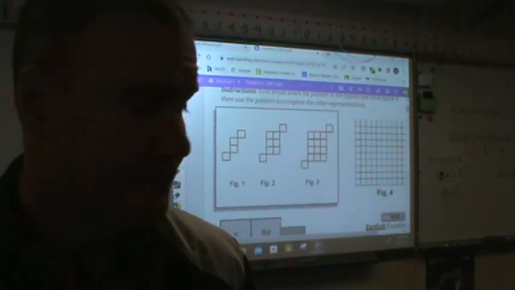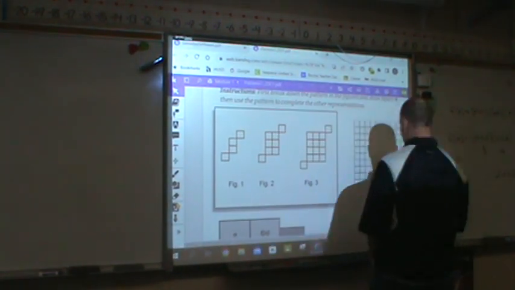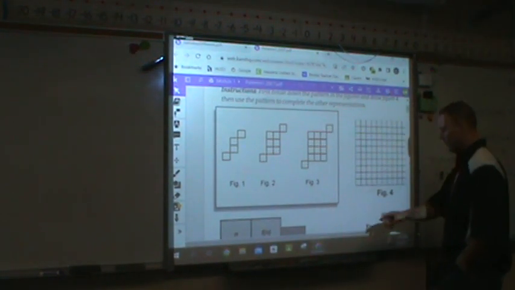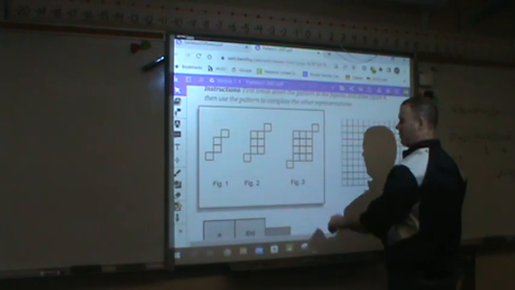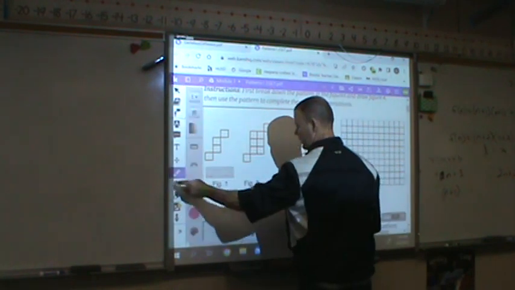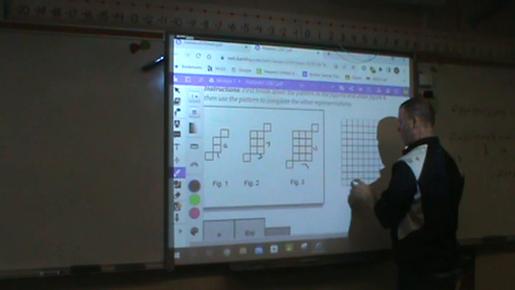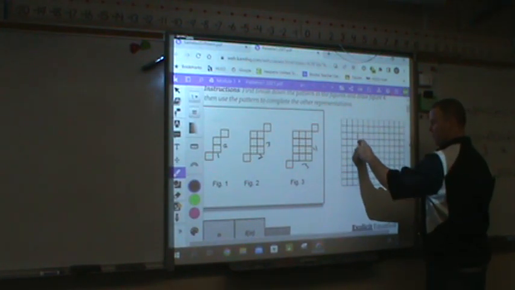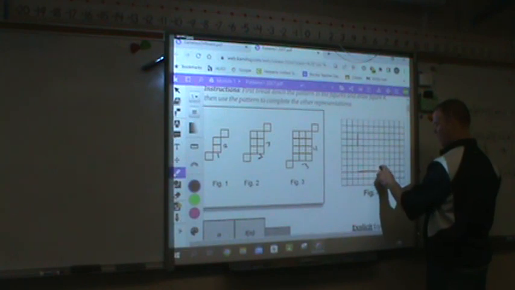Can you see the pattern? All right, so what we're looking at here is, can we find the fourth figure in the sequence based on the first couple of patterns? Well, the first one is 1 by 2. The second one is 2 by 3, 3 by 4. So the center section should be 4 wide, and 5 high.